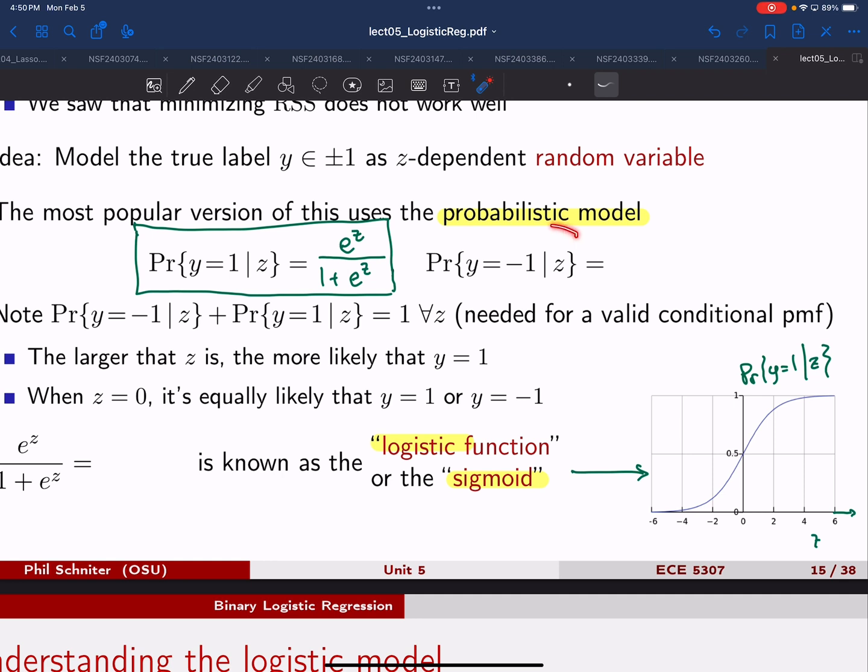Okay, so we have a conditional probability here. It's also useful to say what is the probability that y is minus 1 given z. Not too hard to get it if you think about it.